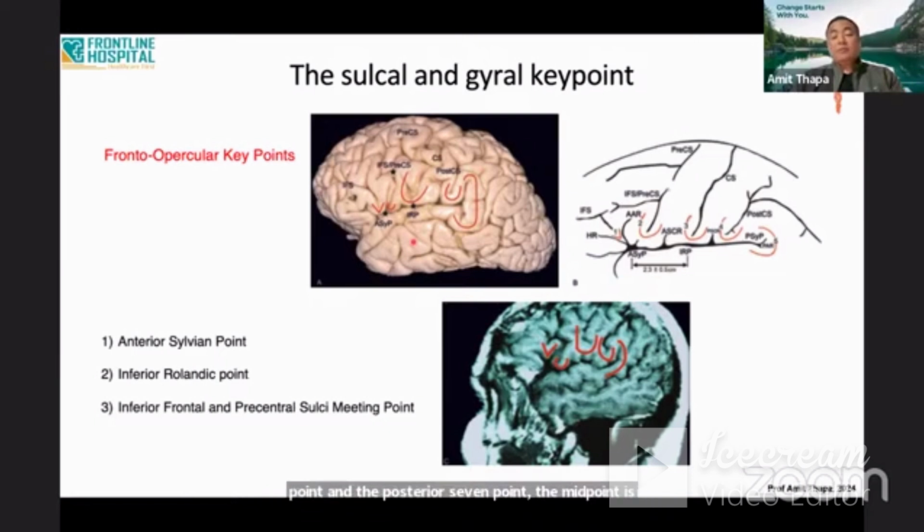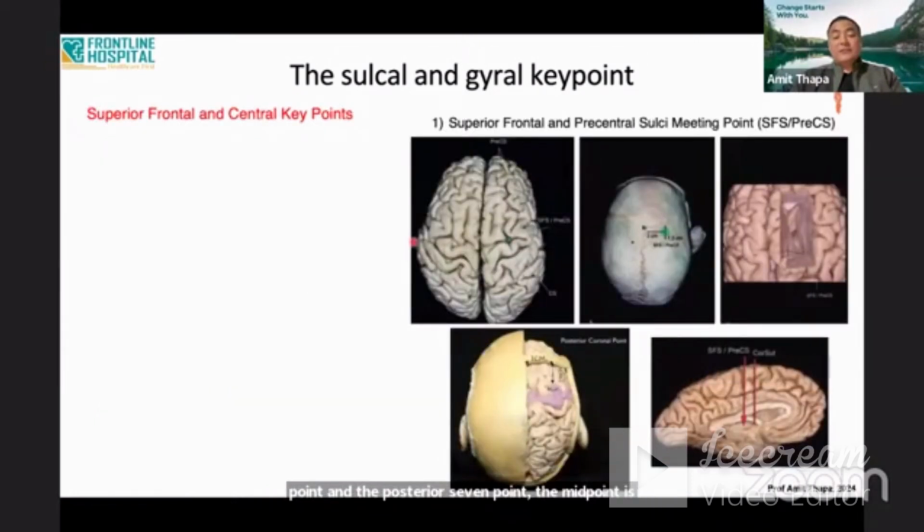So using the craniometric points over the skull, one can easily identify these gyral and sulcal elements on the brain. The other portion is the superior portion of the cerebral hemisphere, where we can actually see the superior frontal and the central key points. So one of them is the intersection of the superior frontal and the precentral sulcus. So this is the superior frontal sulcus and the precentral sulcus meeting point. And this is usually located 3 centimeters from the midline and 1.5 centimeters behind the coronal suture.